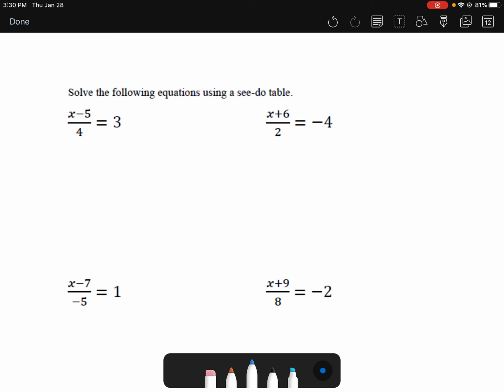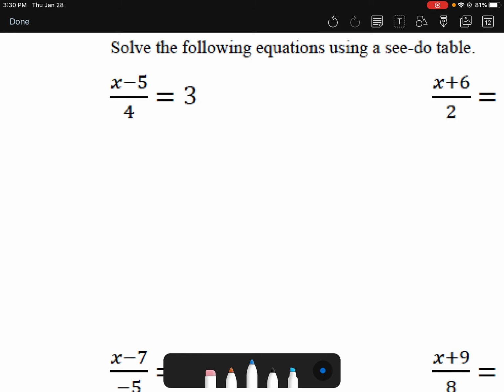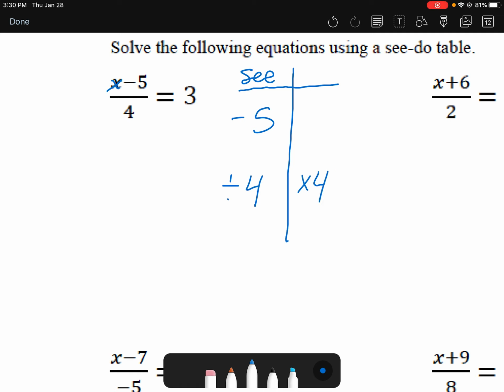So when creating these CDO tables here, and I have x minus 5 divided by 4 is equal to 3, I am not dividing by 4 first because I'm worrying about what's going on in the numerator first. So first, the x is being subtracted by 5. And then it's being divided by 4. So then when I do my do side, I am multiplying by 4 and then adding 5.